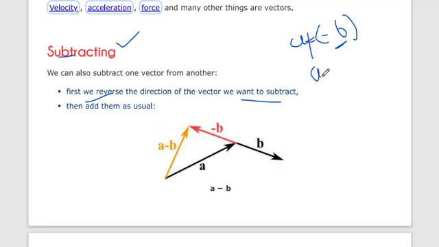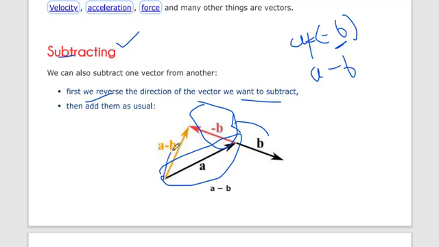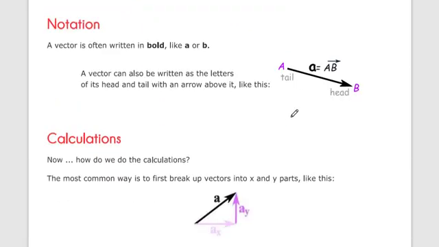So what will we get? We will get a minus b. So we will reverse the vector and after that we will add these two vectors. This a and this minus b vector we will add, so we will get the resultant as a, with one tail and one head, a minus b. So we reverse the vector for subtraction.